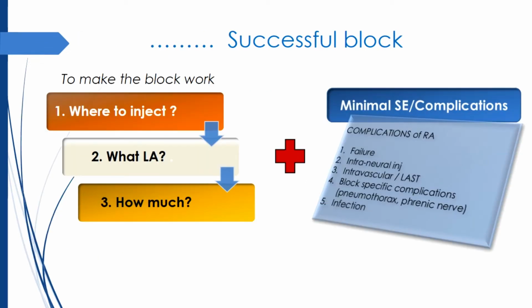We all know for a successful block, we need to inject the right dose of the right drug in the right place. And if the technique has minimal side effect and complication, I will definitely prefer it over any other technique. Some of the basic complications with regional anesthesia are failure, intraneural injection, intravascular injection, block-specific complications like pneumothorax or phrenic nerve palsy, and infection.